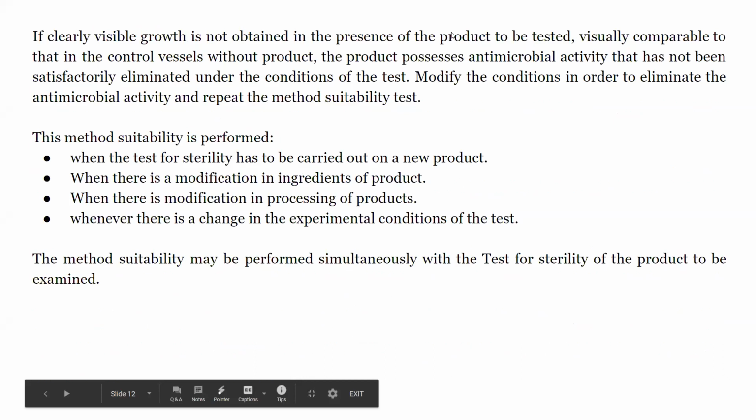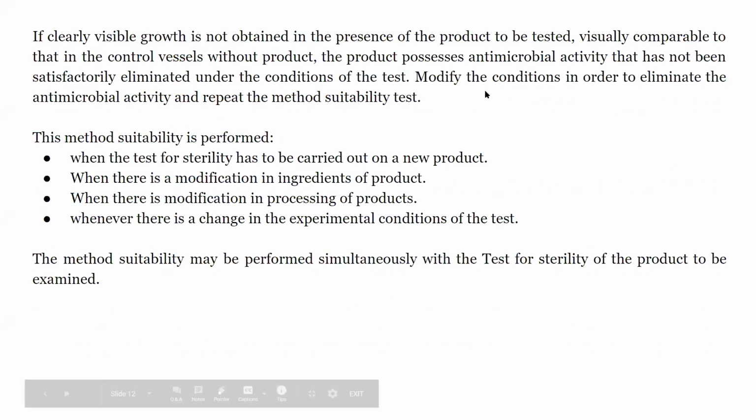If they do not show clear visible growth, then it can be the case that the medium or some of the ingredients of the formulation are hindering the growth of microorganisms, and then there is a need for modification in the method of sterility test for the product.